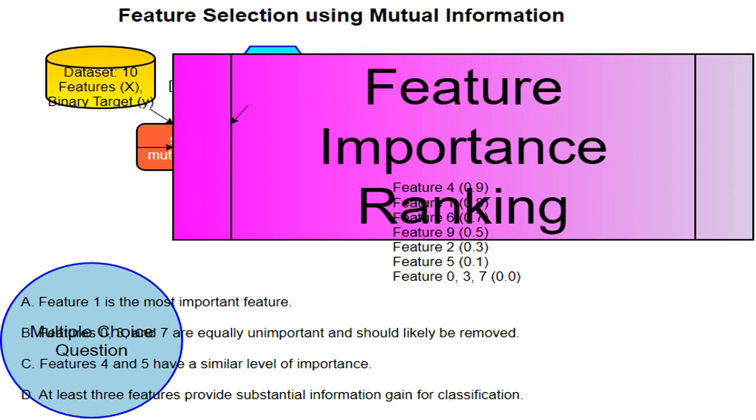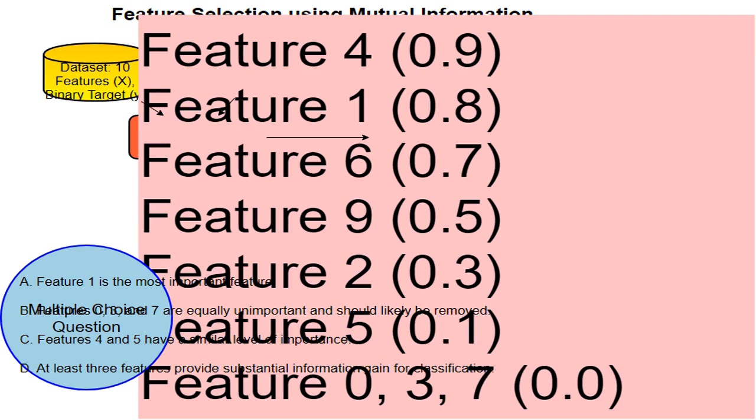This ranking orders the features based on their mutual information scores. Higher scores get ranked higher. I have a multiple choice question to test my understanding of the results. It's all about interpreting the feature importances based on the mutual information.